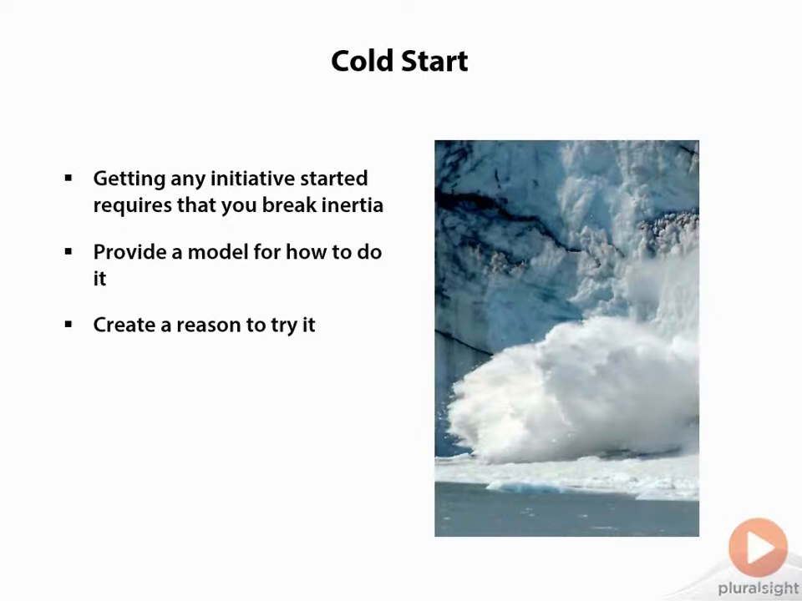So one of the challenges is cold start. When you do a folksonomy, nobody knows what to put in it. And this is the same problem that Amazon originally had for their reviews. In fact, they got into a little bit of heat because they were paying people to do reviews because they needed people to start putting reviews into the system to create the cultural norm necessary to get this engine started. So it's a cold start problem. You have to break the inertia. You have to provide a model or cultural norm for how to do it. And ideally, you need to create a reason for people to try it.